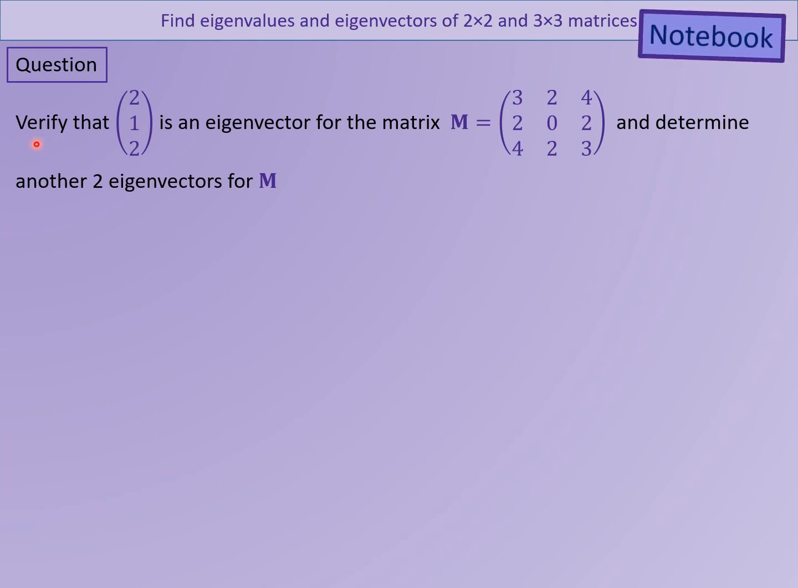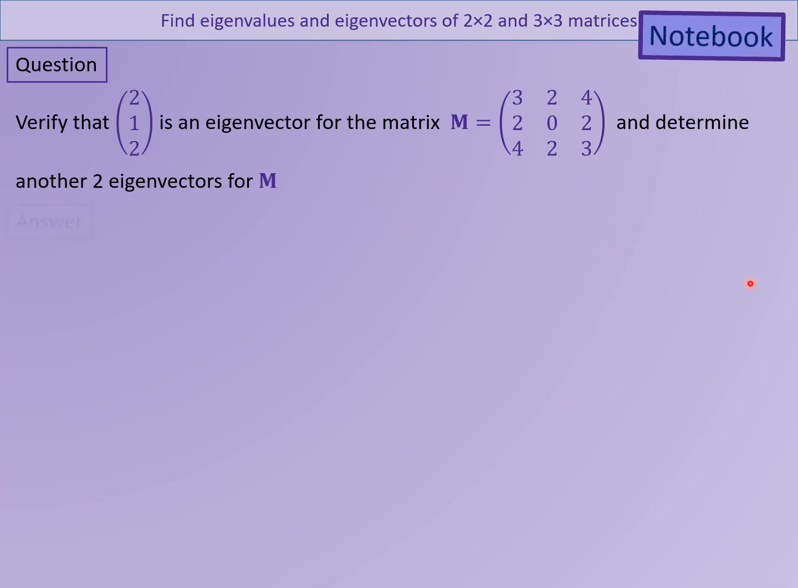So the word verify in a maths question means, can you check? It's like someone coming along and saying, this is the answer I've got. Can you check whether it's right for me? Similar to what you did earlier on. If it was to show that, you'd have to ignore that and you'd have to get that answer out at the end. So a slight different wording makes a big difference to how you approach the question. So I want to verify that that is an eigenvector of that matrix.